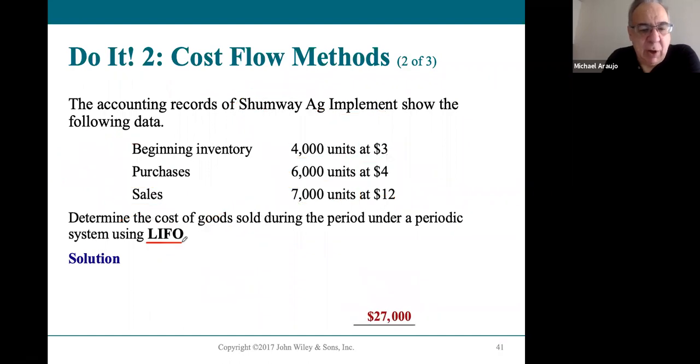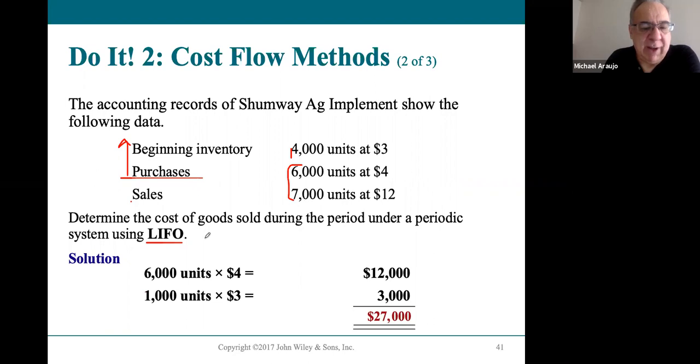What about LIFO? Well, LIFO is just the opposite. The last ones that were purchased are the first ones that were sold. So all of these 6,000 units are part of that sale, and we need 1,000 more from here to finish our 7,000. So our cost of goods sold under LIFO is the 6,000 units at $4 plus the 1,000 more units at $3. So our cost of goods sold here would have been $27,000 if we use LIFO.